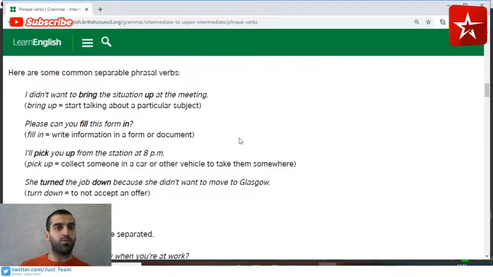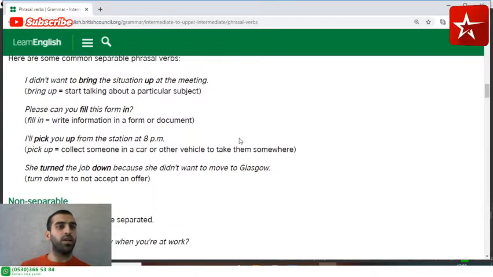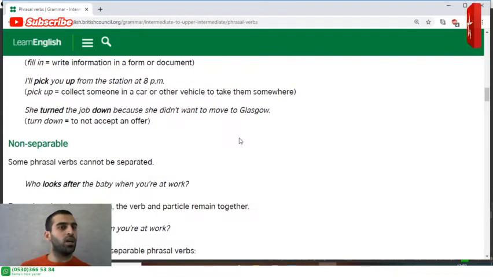Okay, here are some common separable phrasal verbs. I didn't want to bring the situation up at the meeting. Bring up means start talking about a particular topic or subject. Next one: can you fill this form in? Fill in means write information in a form or document. Pick up: I will pick you up from the station at 8 p.m. Pick up means collect someone in a car or other vehicle to take them somewhere. And the next one: she turned the job down because she didn't want to move to Glasgow. Turn down means to not accept an offer, to refuse.